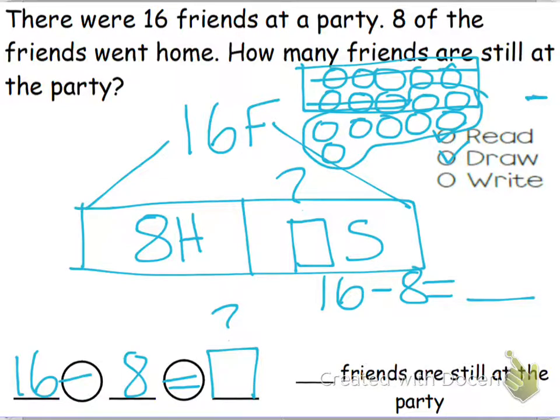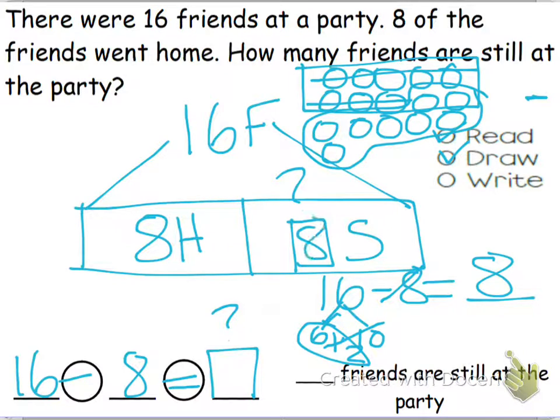So for the decomposing way, I could do 16, take that apart for 10, 6. Take 8 away from 10, which is 2. 6 plus 2 equals 8. So you know there's 8 still at the party. So 16 minus 8 equals 8. So how many friends are still at the party? There are 8 friends still at the party. And we finished writing.